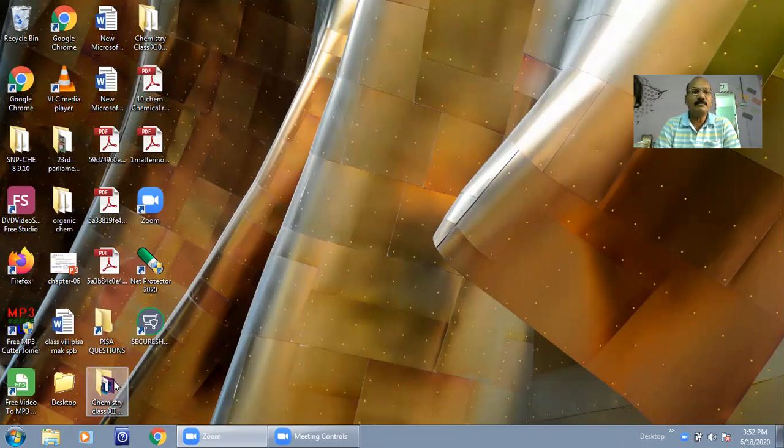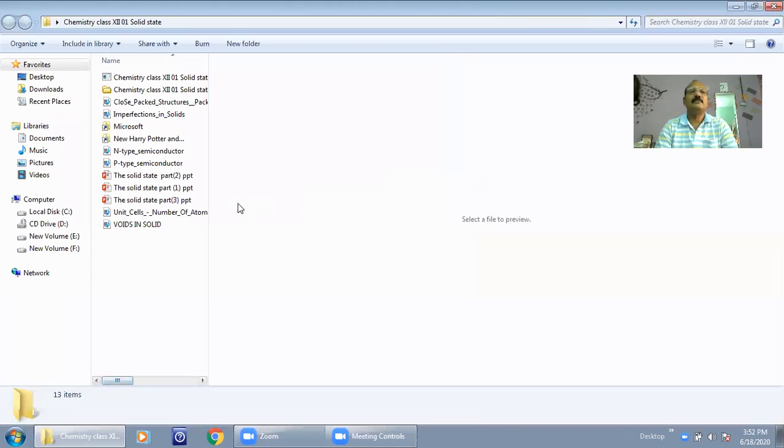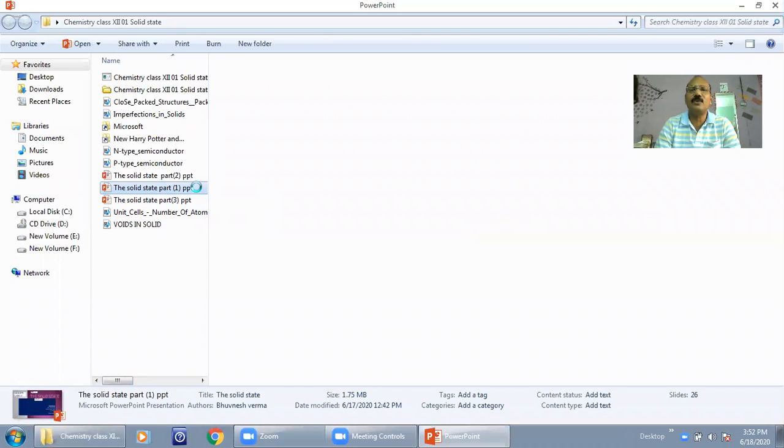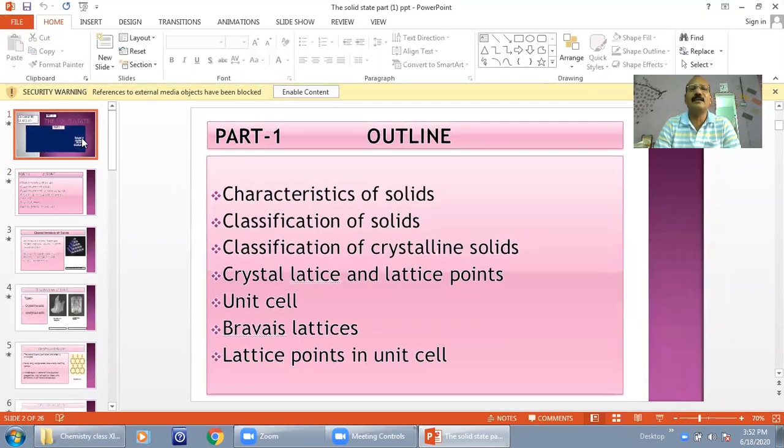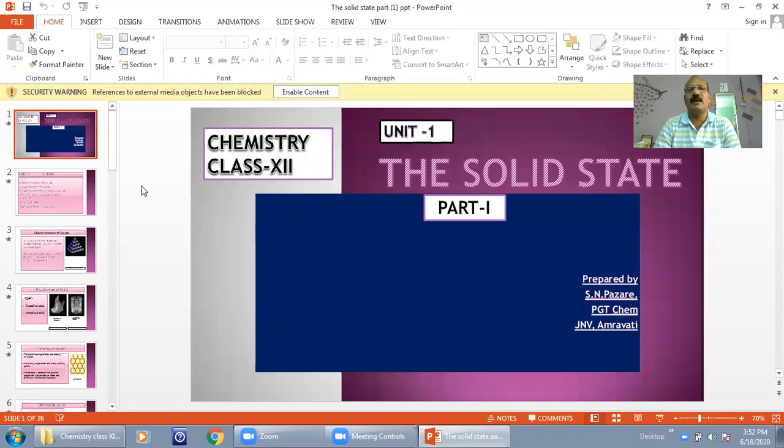Already you know the solid state, liquid state and gaseous state. These are the three states of matter. Already you have studied this in 9th class and 11th class, but in this class you have to study the solid state in detail, especially crystalline solids, then packing in solids, then packing efficiency, and different types of magnetic and electric properties. So we will see one by one.